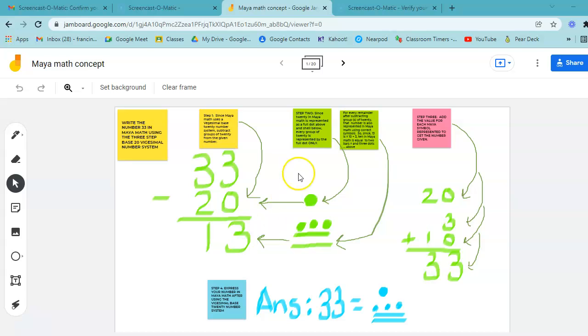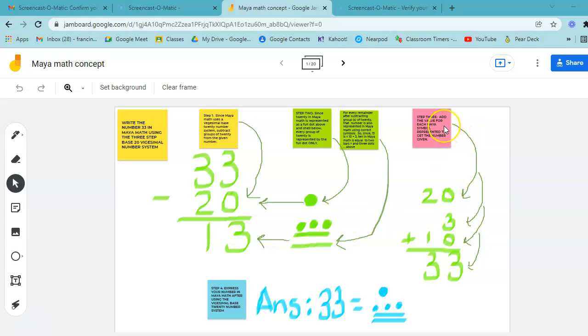Step 2. Since 20 in Maya mathematics is represented as a full dot above and a shell below, every group of 20 is represented by a full dot only. Following the arrow, as we can see, we have one group of 20, which is represented by one full dot. Our remainder is 13. So in Maya mathematics, the symbols used to represent 13 are 2 horizontal bars and 3 beans.